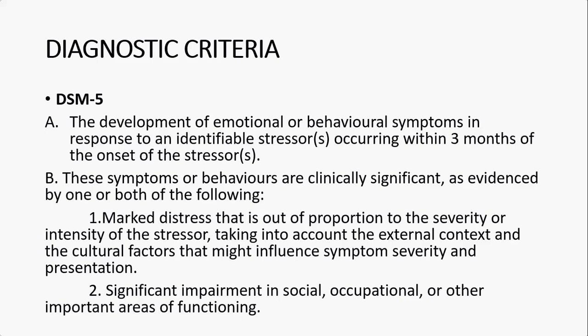Diagnostic criteria. According to DSM-5, number 1 is the development of emotional or behavioral symptoms in response to an identifiable stressor occurring within 3 months of the onset of the stressor. Number 2 is the symptoms or behaviors are clinically significant, as evidenced by one or both of the following: marked distress that is out of proportion to the severity or intensity of the stressor, taking into account the external context and the cultural factors that might influence symptom severity and presentation; and significant impairment in social, occupational, or other important areas of functioning.